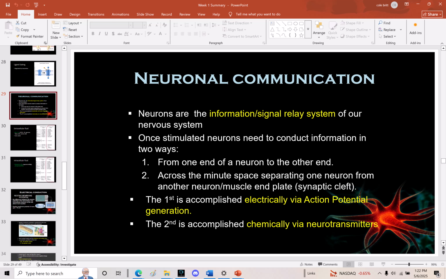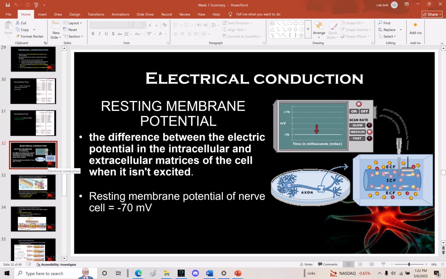Membrane potential is basically, as it says here, the difference between the electrical content inside the cell and outside the cell. Okay, between inside and outside. Now for neurons, the resting potential is minus 70.